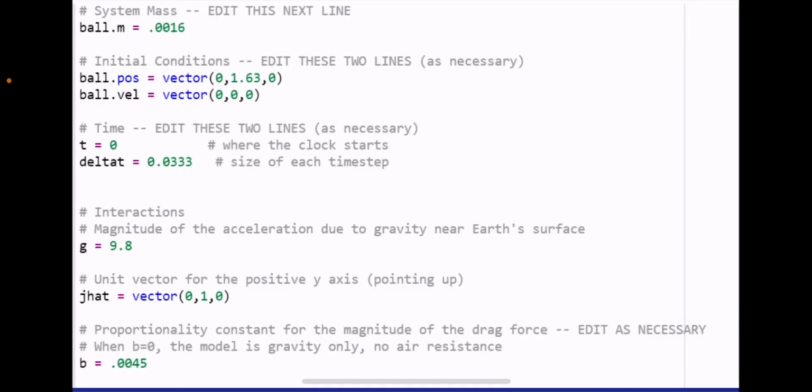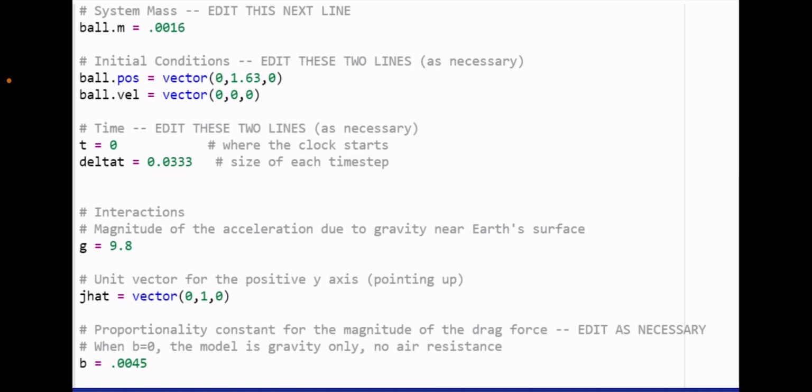Okay, in the computational model, we associated the mass of the piece of paper with 0.0016, but that actually doesn't matter because we are dividing by the mass in general when it comes to the forces and the velocity update formula. So the mass really doesn't matter in this experiment, but it's good to know anyway. It starts from an initial position of 1.63 meters above the ground.